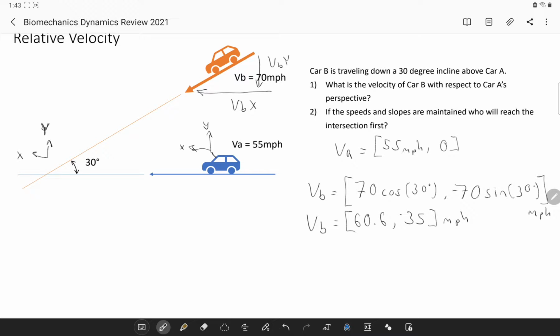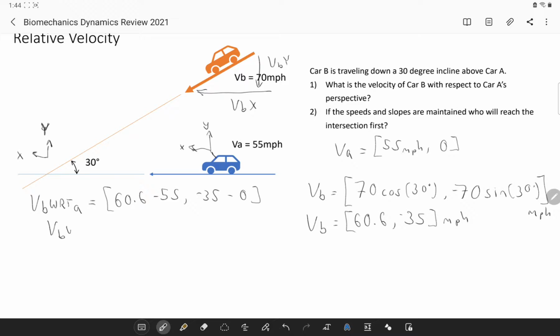So this means that relative to A, or relative to the lab frame, the car B is actually traveling a little bit faster in the x direction and it's going down in the y direction. So for the relative velocity, the velocity of B with respect to A, we want to do the target minus the origin. So in this case, we have the target velocity in the x, 60.6, minus the with respect to velocity, 55. And then again, the target, negative 35, minus the origin, 0, to get the total relative velocity.